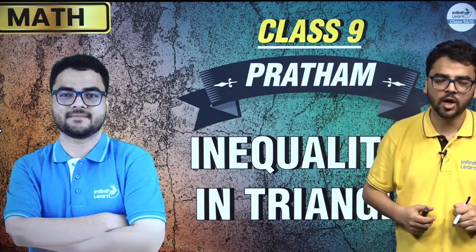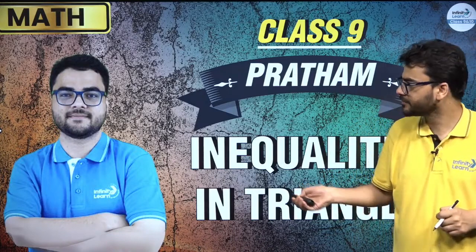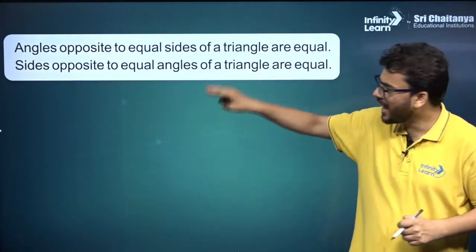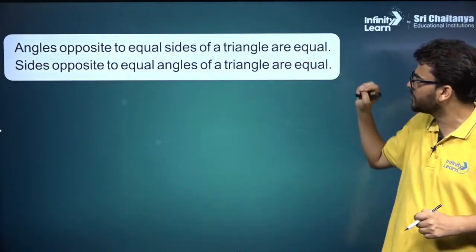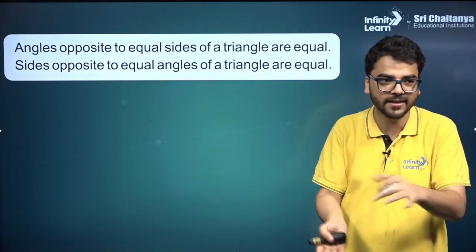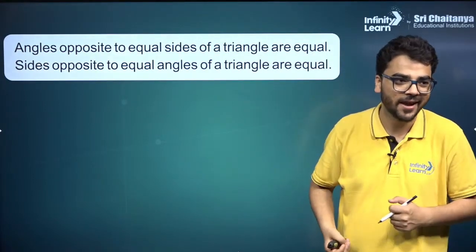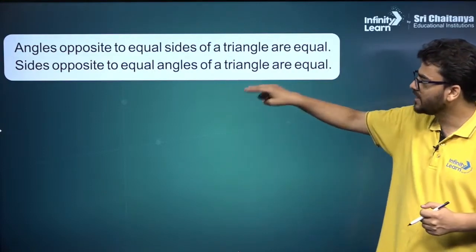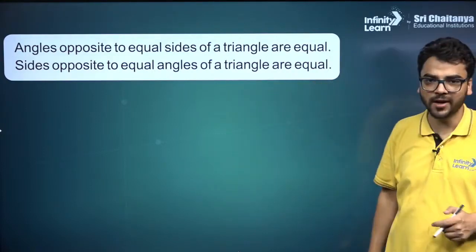So we are going to do inequalities in a triangle. Let's start with it over here. The first thing is angles opposite to equal sides of a triangle are equal. This is not inequality, this is basically equality in a triangle. And then you've got sides opposite to equal angles of a triangle are equal.